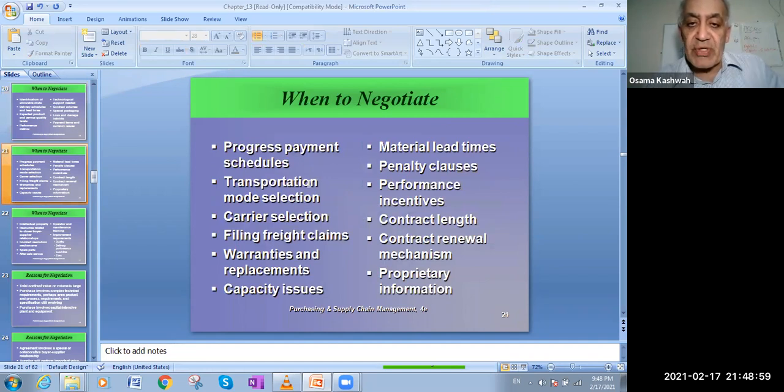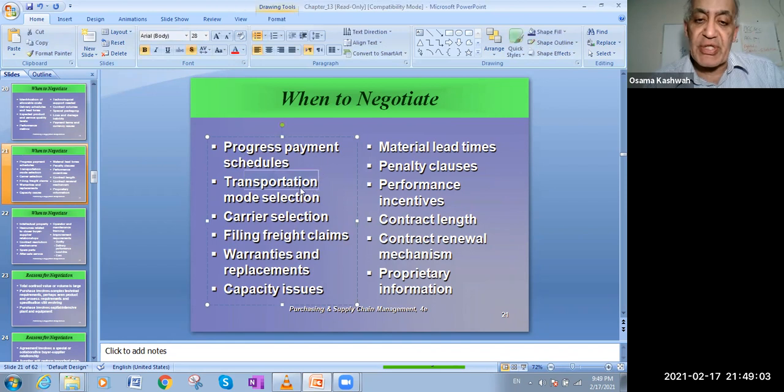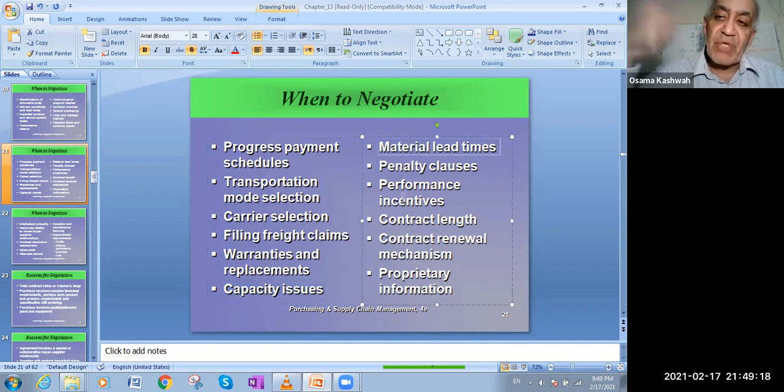Also, still, we're completing about negotiations: process payment schedules, transportation. All these are areas of negotiations. Carrier selections, filing freight claims, warranties, capacity issues, material lead time. The lead time is the time between your order till you receive your stuff.